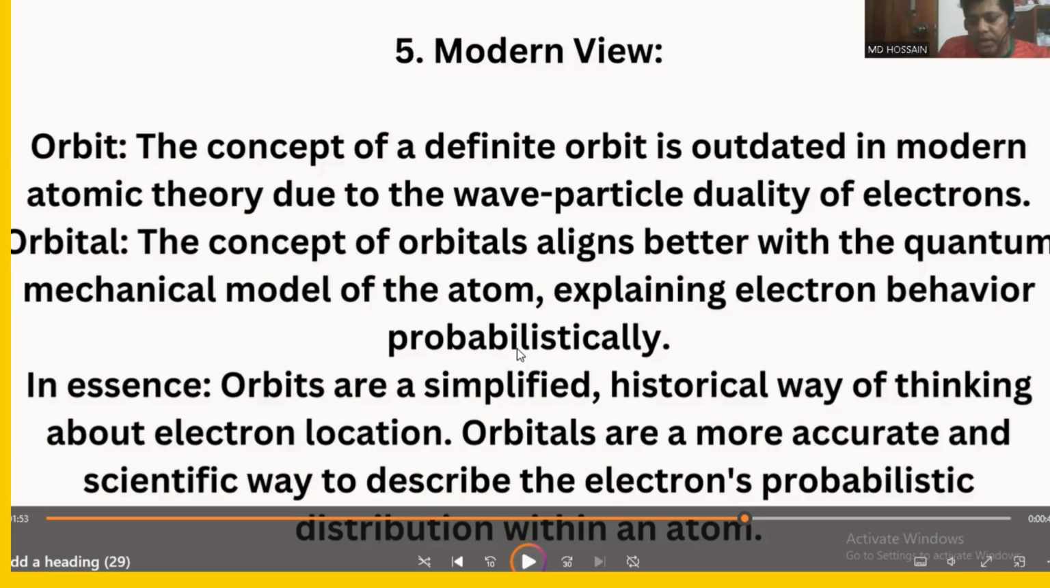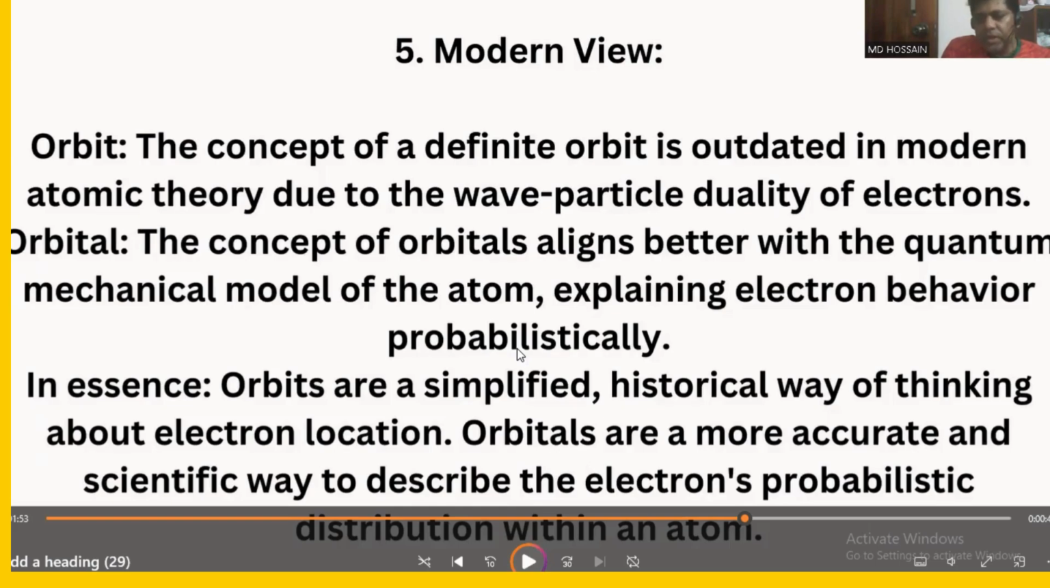Probabilistically. Here you should memorize the pronunciation of the word probabilistically. Almost 99% of people are pronouncing this word incorrectly. This is wrong. The correct pronunciation is: probabilistically.